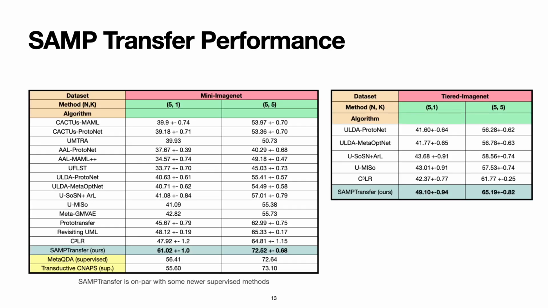And this only works if representations were learned pretty well by the encoder. And as you can see, our scores on miniImageNet and tieredImageNet. In miniImageNet, we are beating all unsupervised methods that were there previously. We also come close to some of the latest supervised methods. In tieredImageNet, again, we beat some of our competitors in the unsupervised space.